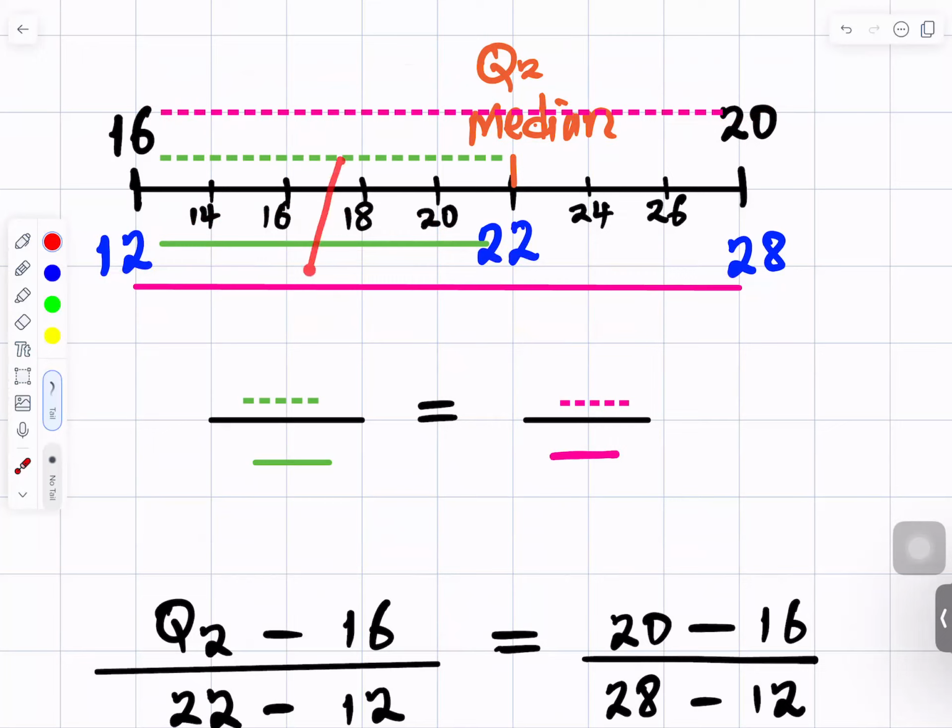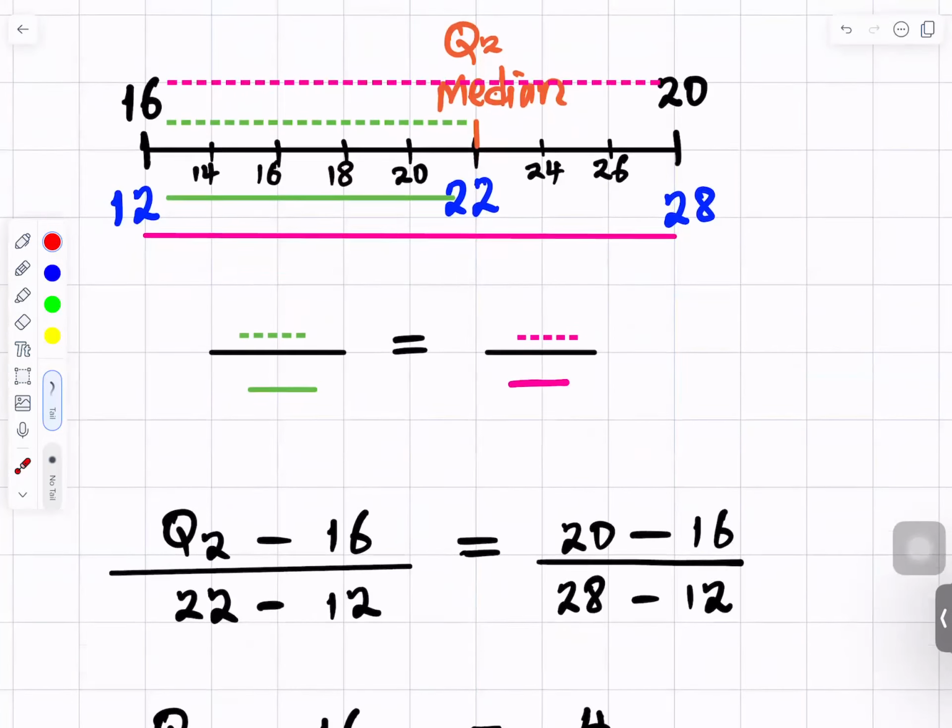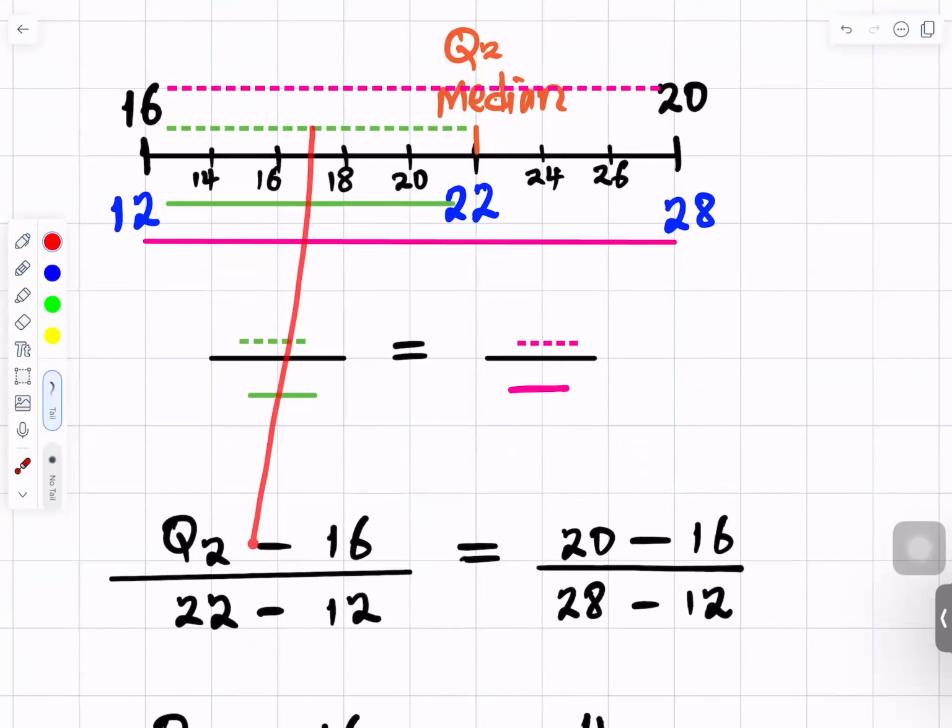So the green dotted line divided by the green solid line equals the pink dotted line divided by the pink solid line. Let's put some numbers. How long is the green dotted line? From Q2 all the way to 16, so Q2 minus 16. How long is the green solid line? 22 minus 12. How long is the pink dotted line? The pink dotted line is 20 minus 16. And the pink solid line is 28 minus 12.